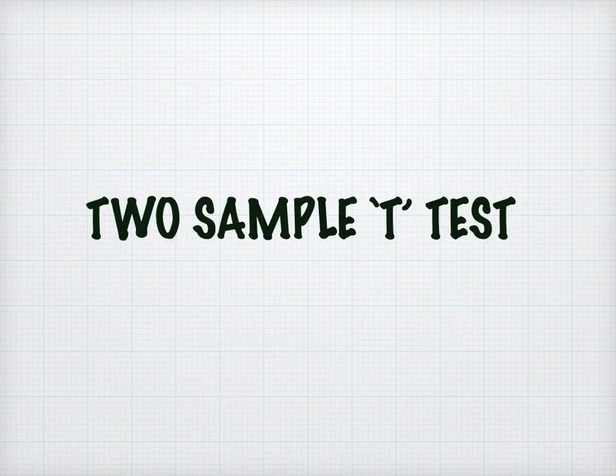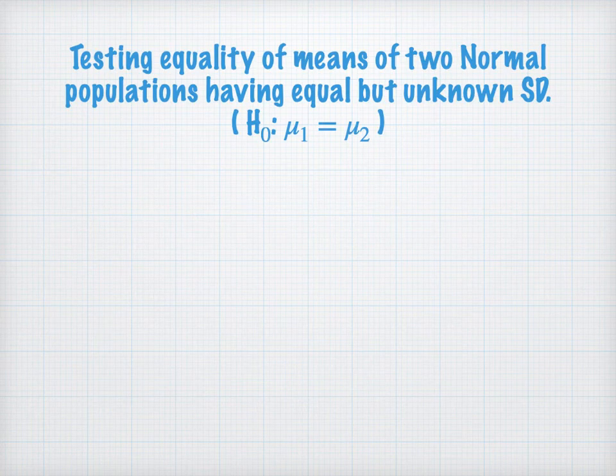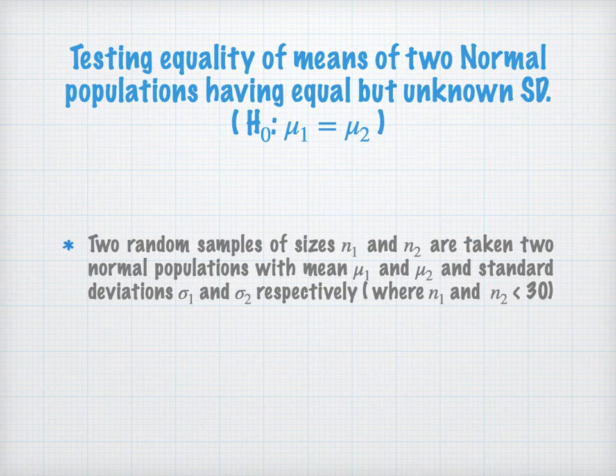So now we are going to consider the two sample t-test: testing the equality of means of two normal populations having equal but unknown standard deviation. So we have two normal populations and we have to check whether the means of those two normal populations are the same or not. But the thing is that here the sample size is small and the standard deviation is unknown but equal. As always, we have two random samples of size n1 and n2, taken from normal populations with mean mu1 and mu2 and standard deviation sigma1 and sigma2, but unknown.